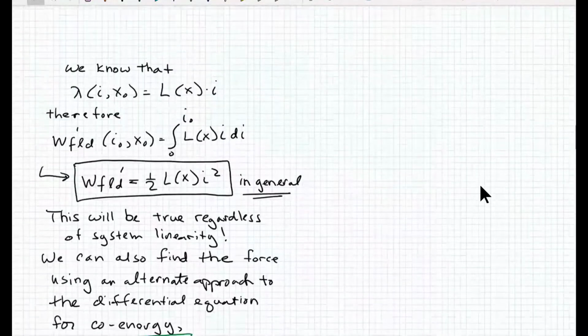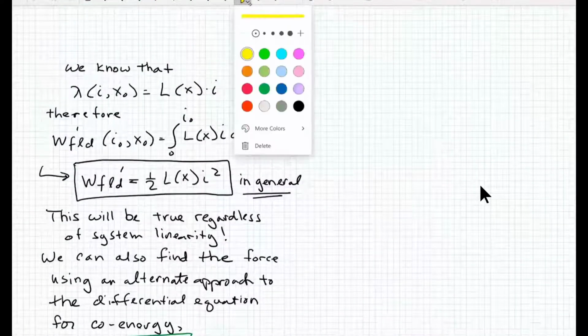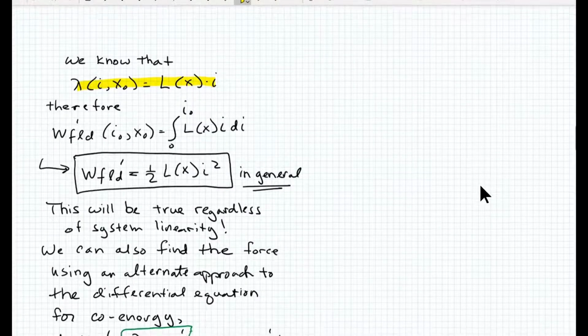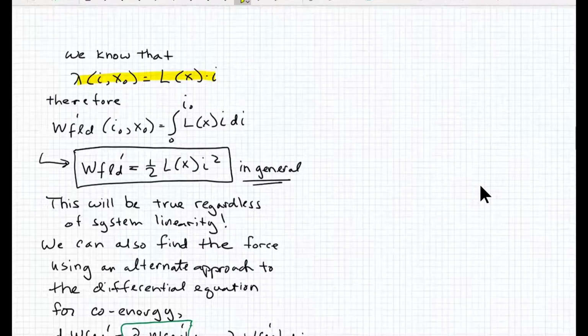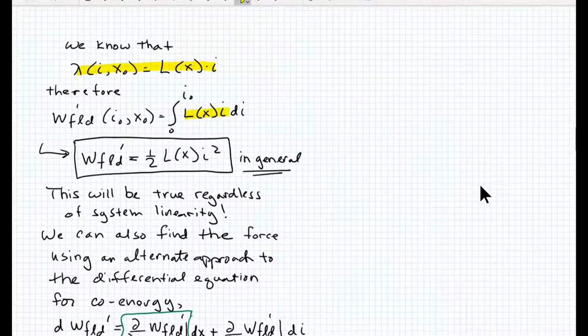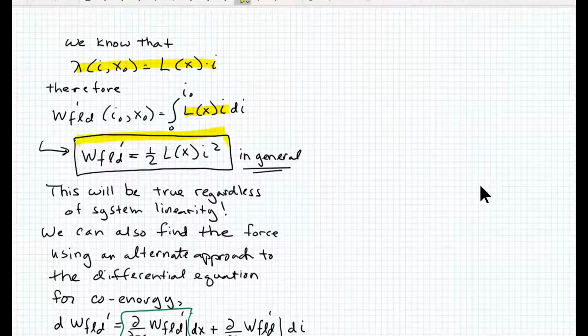We also recall that the flux linkage is the inductance times the current, so we can plug that into this expression and we end up with this. Now we get directly what we wanted, right? 1/2 Li squared. That's coenergy.